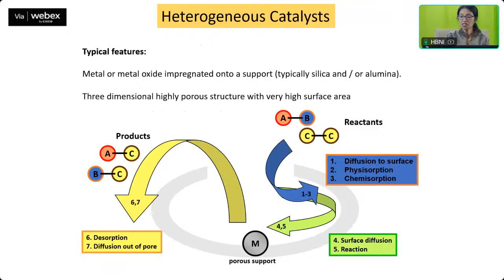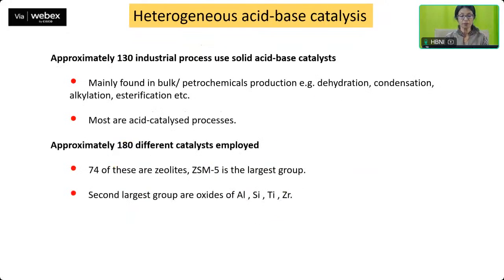So what happens, as you can see, is that you have these reactants A, B, and C. They diffuse to the surface. There is physisorption, then chemisorption, then surface diffusion and reaction, and ultimately what you have is AC and BC, which are the products formed, and there is desorption and diffusion out of the pore. So this entire process takes place in the porous support.